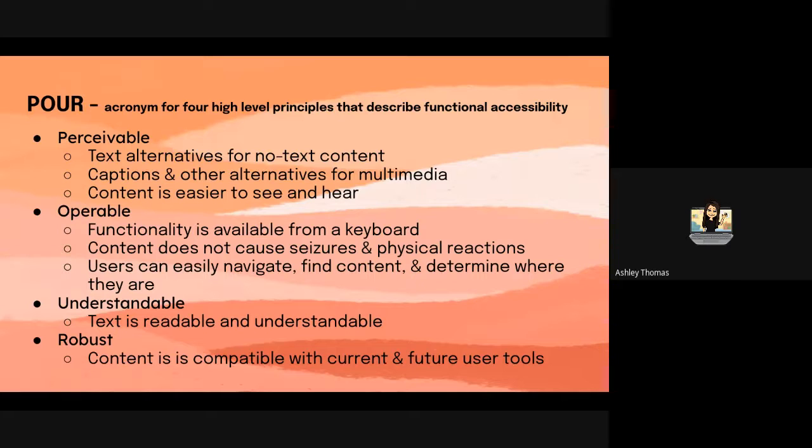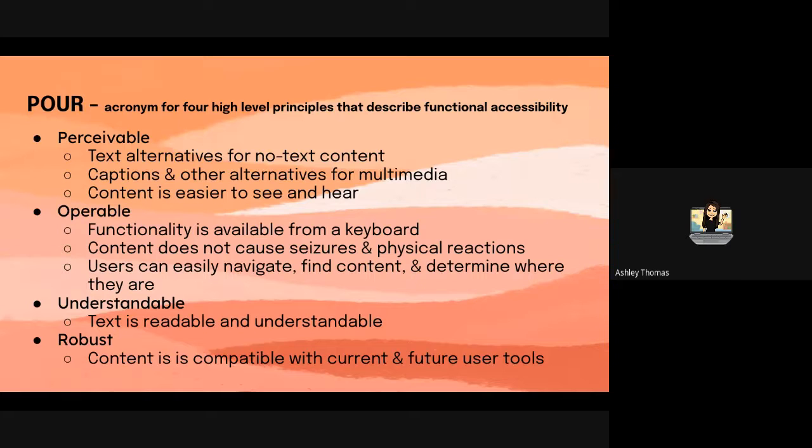and give you some examples. So again, for perceivable: text alternatives for non-text content, captions and other alternatives for multimedia, content that is easier to see and hear. For operable: functionality is available from a keyboard. Content does not cause seizures and physical reactions.